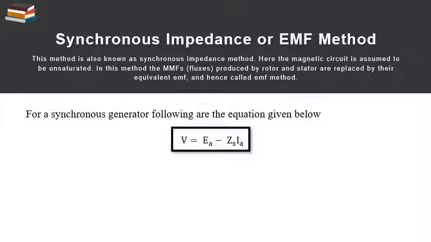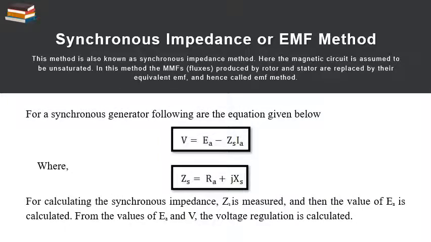Z is the combination of R plus jX, meaning the square root of R squared plus X squared, which is our impedance Z. So we have replaced R with ZS. So VT, or V, is equal to EA minus ZS into IA, where ZS is equal to RA plus jXS. For calculating the synchronous impedance, ZS is measured and then the value of EA is calculated. From the value of EA and V, the voltage regulation is calculated.